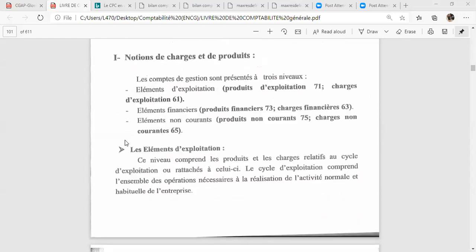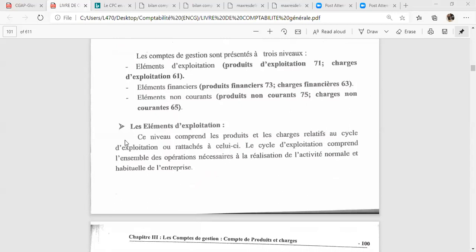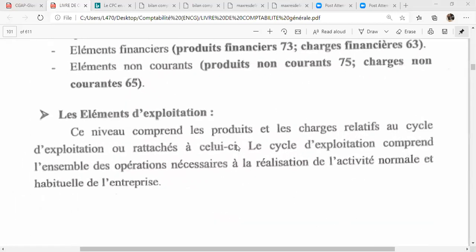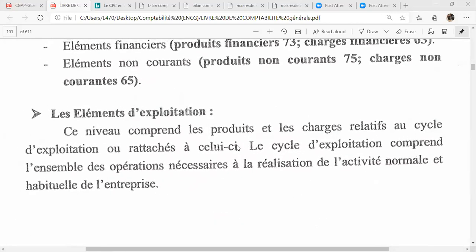So here we have some. Oh, here it reads. I don't know if you can see. So from where the cursor is, it reads, le cycle d'exploitation comprend l'ensemble des opérations nécessaires à la réalisation des activités normales et habituelles de l'entreprise. So, like I said, it's directly related to how you run the business on a day-to-day basis, the decisions to some.